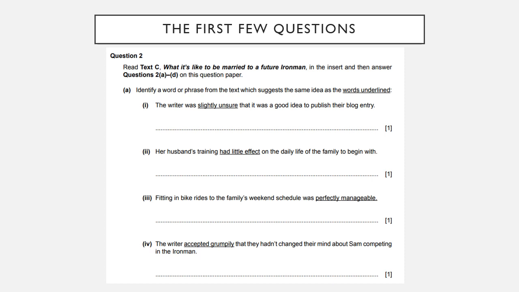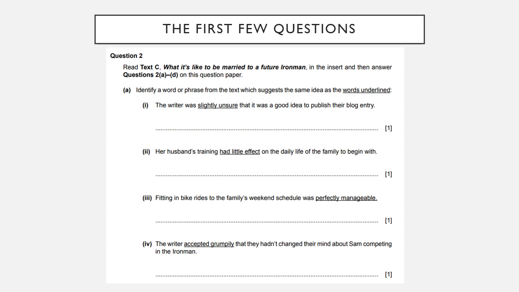And then you can see now what the first few questions will be in the final section of the paper. So again, you've got some short questions just worth 1 mark here, and they're quite straightforward. It will just underline some words or phrases, and it will ask you to identify a word or phrase from the text which suggests the same idea as the words underlined. So here, for instance, it says, the writer was slightly unsure that it was a good idea to publish their blog entry. You've got to find a word or a phrase from the text which means slightly unsure.